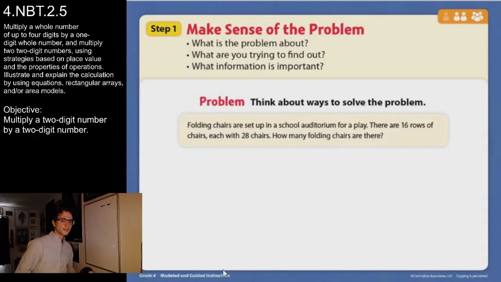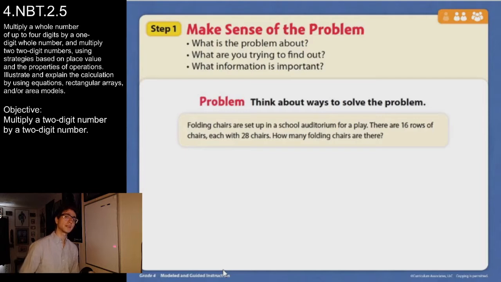So with our standard in mind, today's objective is to multiply a 2-digit number by a 2-digit number. And we're going to do that by solving this word problem here. It says folding chairs are set up in a school auditorium for a play. There are 16 rows of chairs, each with 28 chairs. How many folding chairs are there?